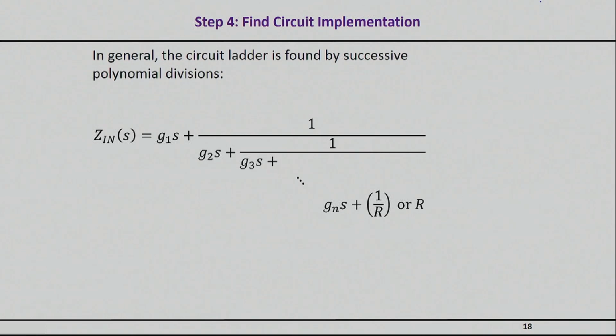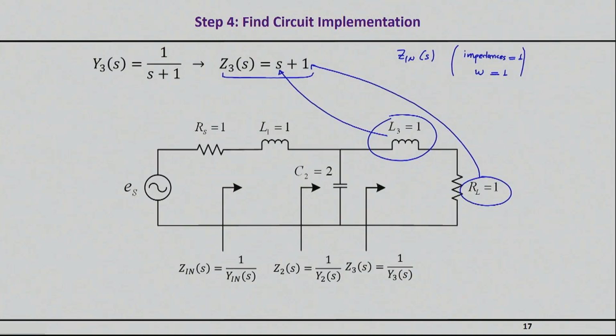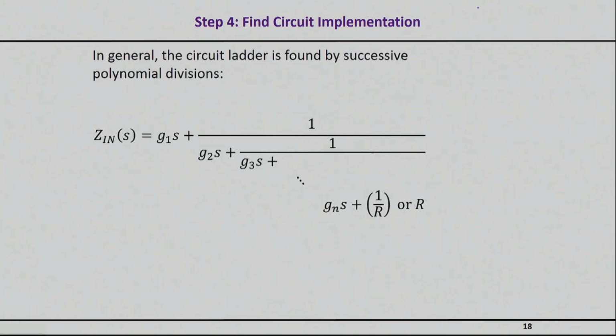Now, the interesting thing about this process is that if you follow this, you will end up with a ladder network, very similar to what you will see right here, where you just have successive polynomial divisions, and you will always end up with the element values being right here.